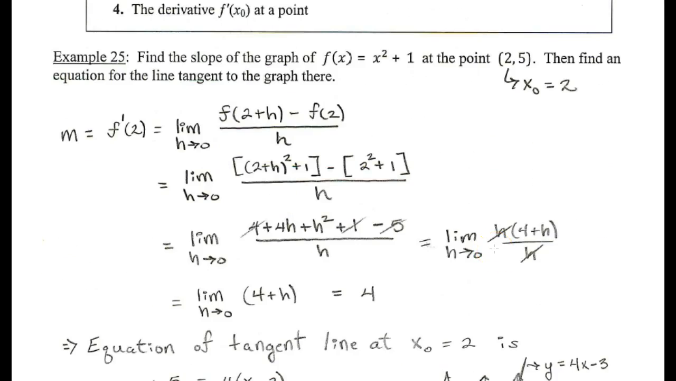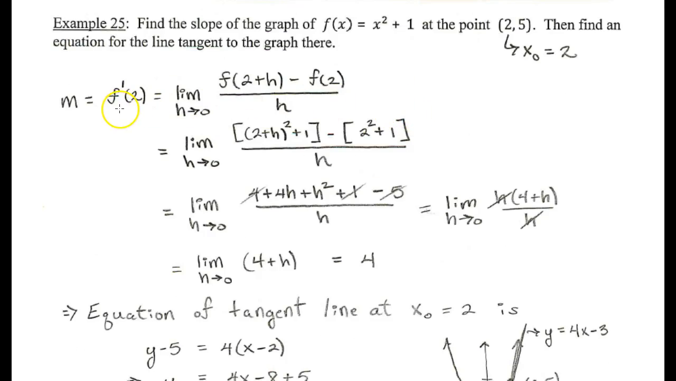Okay, so for example 25, let's do that with a particular function. f of x is x squared plus 1. We want to find the slope of the graph of this function, in other words, the slope of the tangent line to this function at the point (2, 5). So you need to identify that x naught is 2. It's the x value in your point. Then find an equation for the line tangent to the graph there.